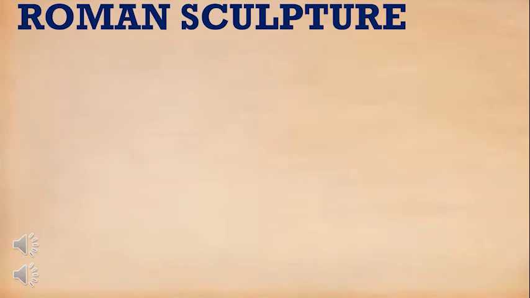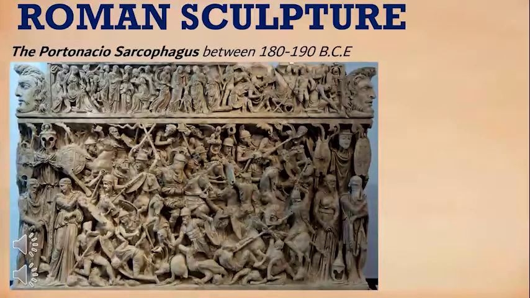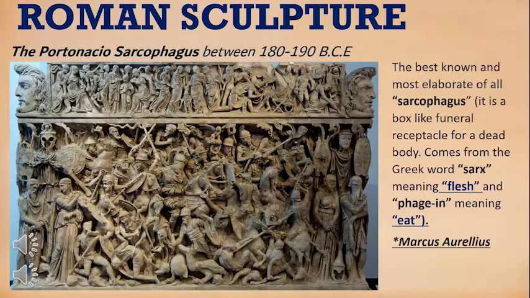In Roman sculpture, we have the Portonaccio sarcophagus, between 180 to 190 BCE. The best known, and most elaborate of all sarcophagi, it is a box-like funeral receptacle for a dead body. The word comes from the Greek word sarx, meaning flesh, and phagein meaning eat.